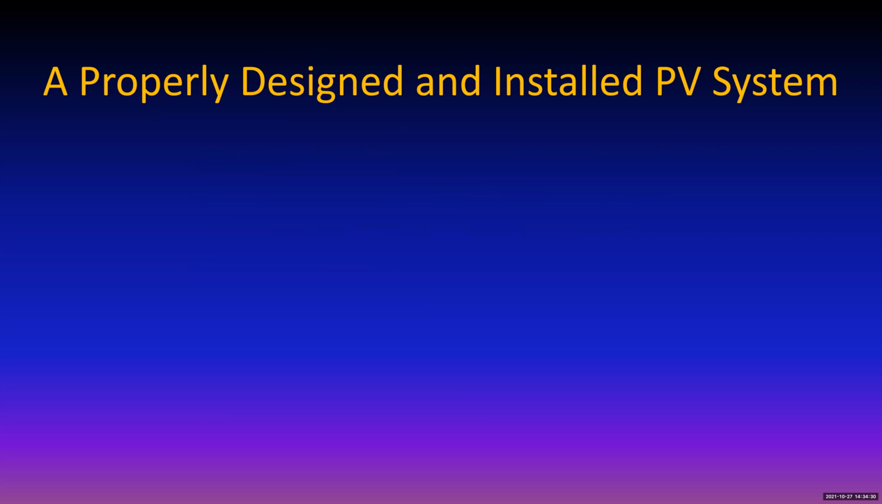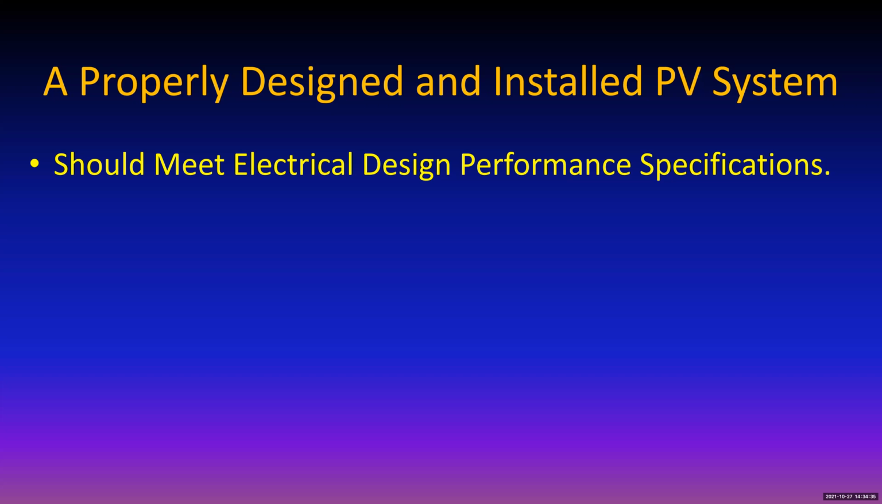So what do you need for a properly designed and installed PV system? Well, for sure, it has to meet the electrical design performance specs. Okay, it better not leak if it's on a roof, and it's not unusual to have 100 roof penetrations in an installation of a rooftop system. And the dealers, the folks who install these things, the only place the roof leaks is where it would have leaked anyway. The seals are extremely reliable.